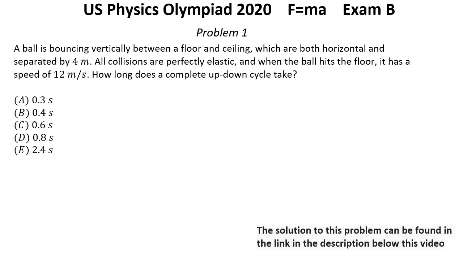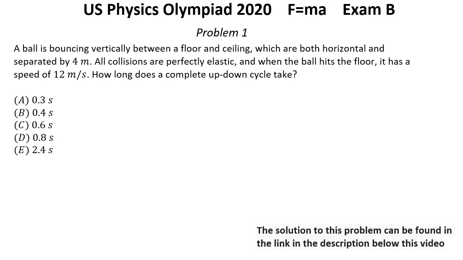US Physics Olympiad, year 2020, F equals ma. First round, exam B. As usual, it was given 75 minutes for 25 problems.